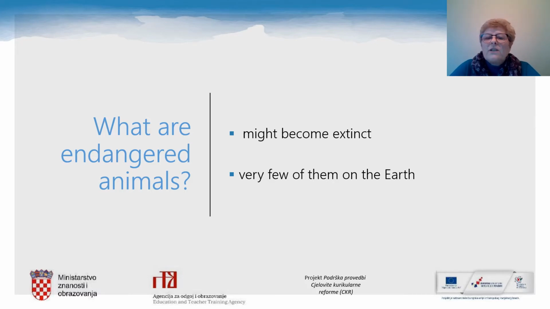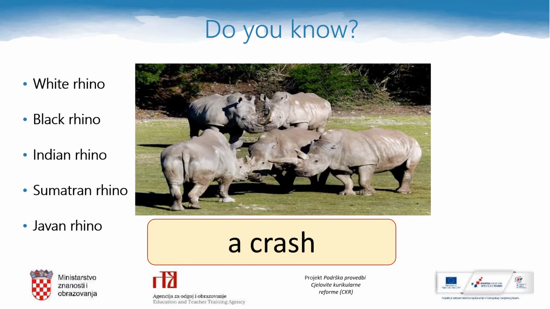Today, we are going to talk about one of the most endangered species in the world, rhinoceroses or rhinos. In this picture, you can see a rhino family called a creche. Do you know that there are 5 species of rhinos in the world and that they are all more or less endangered? There is a white rhino, a black rhino, an Indian rhino, a Sumatran rhino, and the Javan rhino.